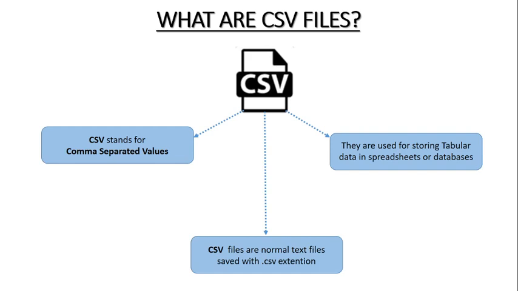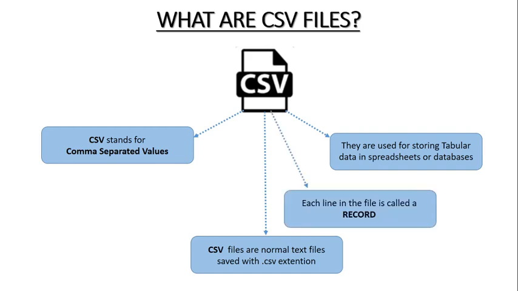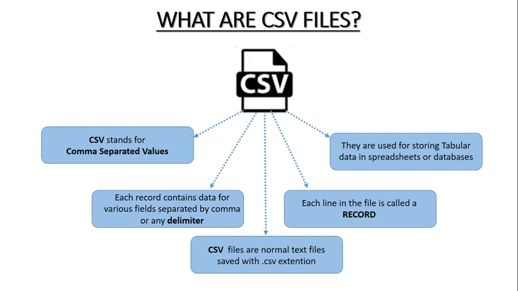In a CSV file, when I am talking about the text file, each row or each line is a record, and all the values of a particular record are separated by commas. By default it is a comma, it can be any delimiter, that we'll see later. So this is what a CSV file is. I hope you are clear with the concept.